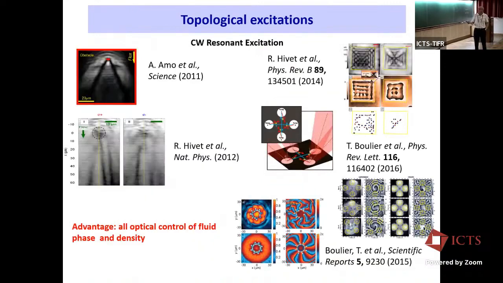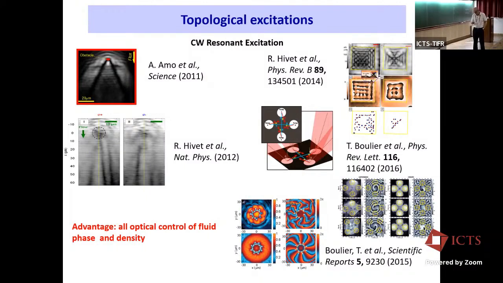Also, it is possible to generate topological excitations using continuous wave resonant excitation. We have worked a lot with this kind of technique because it allows a very good control of the fluid phase and the fluid density. Also in this case, we can observe vortex lattices, vortex rings, but also dark solitons and half solitons in the case of spinor polariton superfluids.